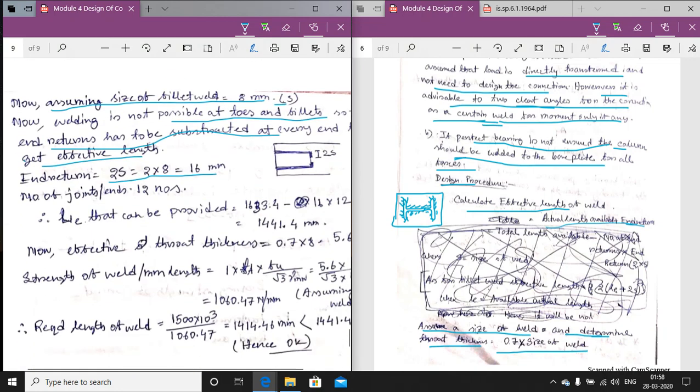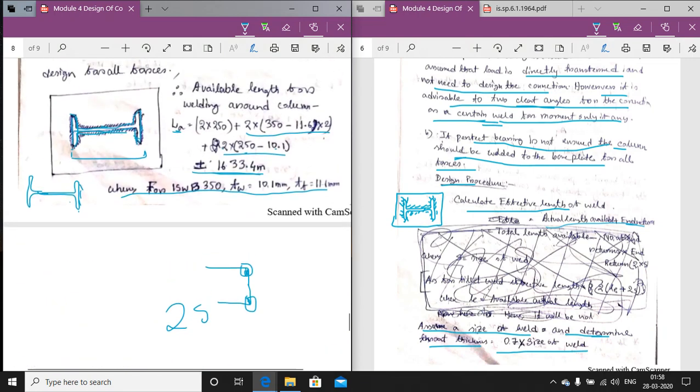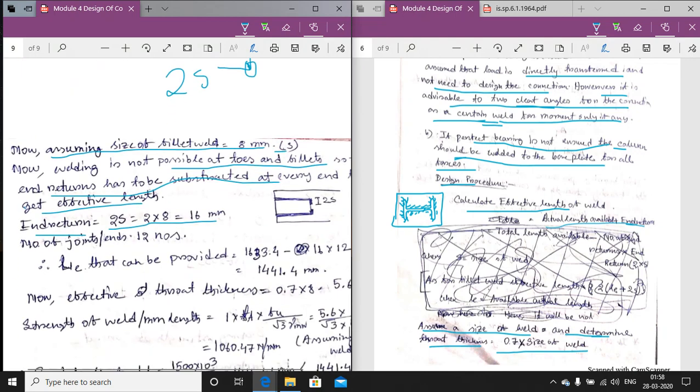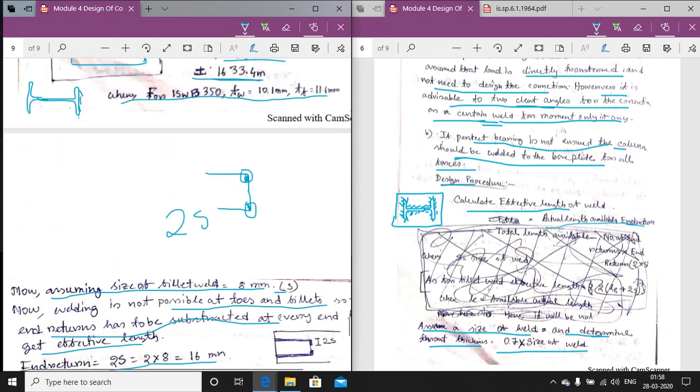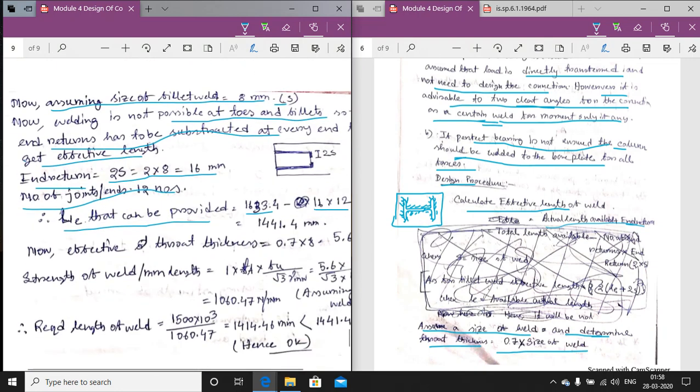So the number of joints into the end return. The number of joints are 1 2 3 4 5 6 7 8, 9 10 11 12. So 12 joints are there. There are 2, 2, 2, 2 and 4. So the number of joints equals 12. So total LE, the length that can be provided, is equal to 1633.4, that is the effective length, minus the end returns at the joints. So it is equal to 1441.4 mm.